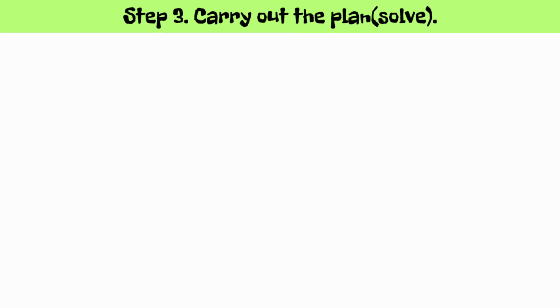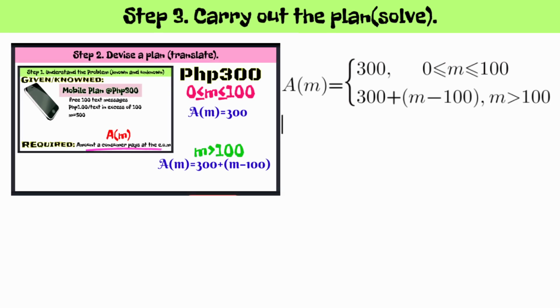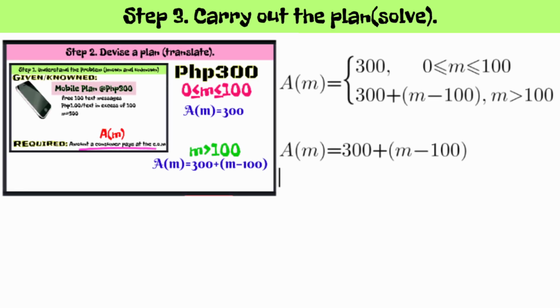Step number 3. Carry out the plan or solve. The equation or the function that we're going to use, as I have mentioned a while ago, is A of M is equal to 300 plus M minus 100. The reason again is the number of text messages sent is more than 100. So 500 is greater than 100.